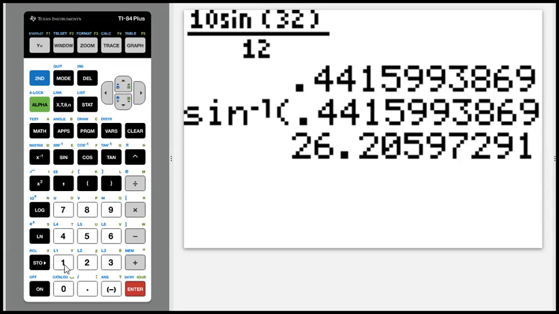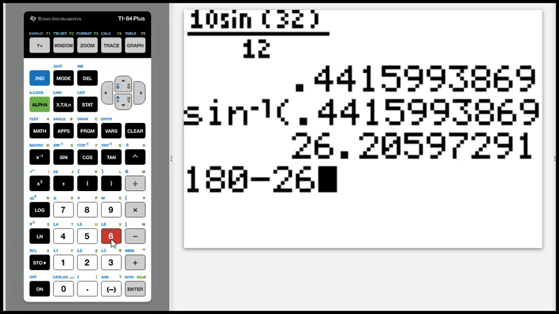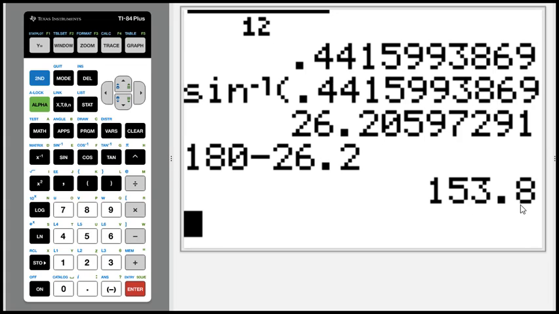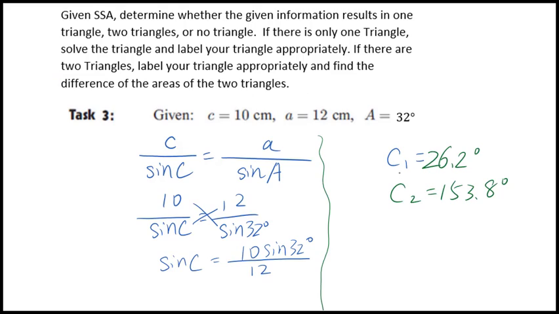Then for the C2, we will use 180 minus 26.2. So your answer will be 153.8 degree. We have acute angle. We also have an obtuse angle for angle C. Now we got C1 and C2. Then you need to check C2, whether it exists or not.